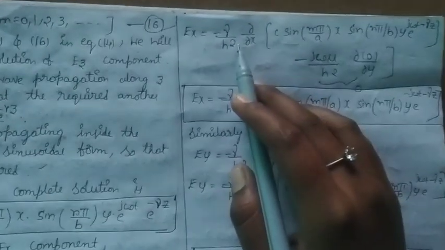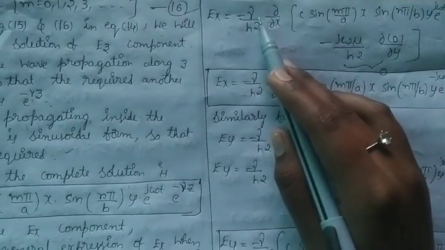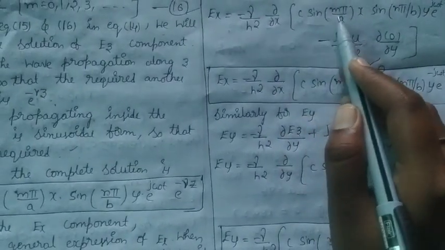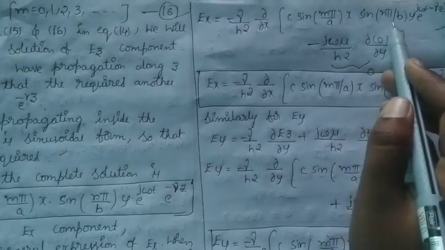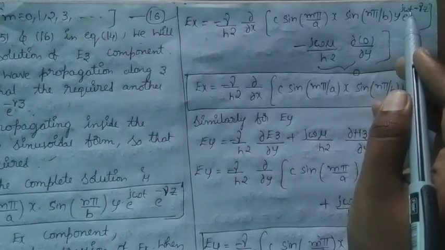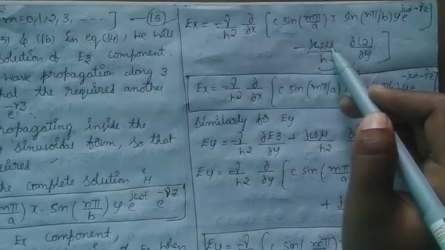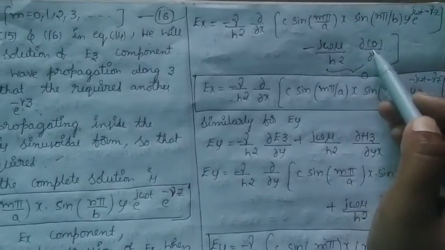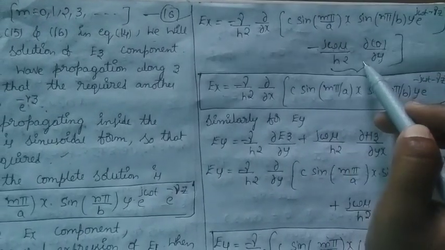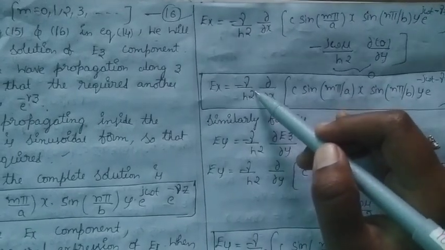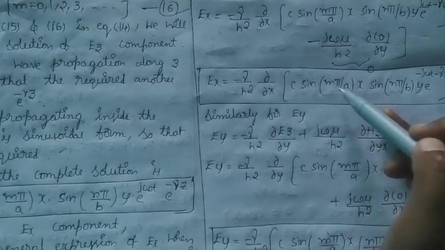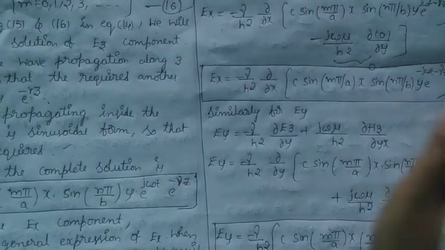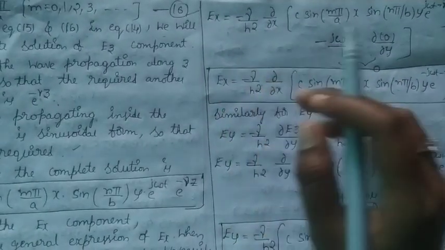Now the equation becomes Ex = -γ/h² ∂/∂x [C sin(mπx/a) sin(nπy/b) e^(jωt-γz)] - jωμ/h² ∂(0)/∂y. Here ∂(0)/∂y is nothing but 0, so that term becomes 0. Now we get Ex = -γ/h² ∂/∂x [C sin(mπx/a) sin(nπy/b)] e^(jωt-γz). So this is the expression for the Ex component.